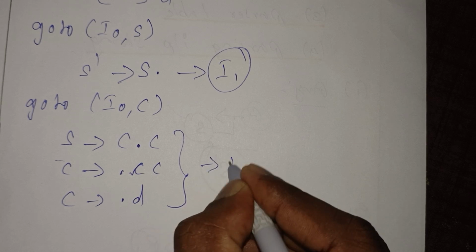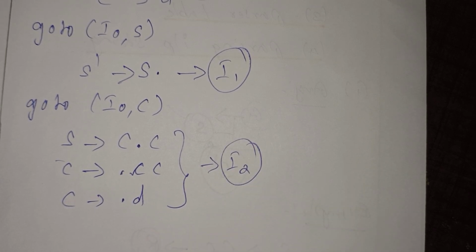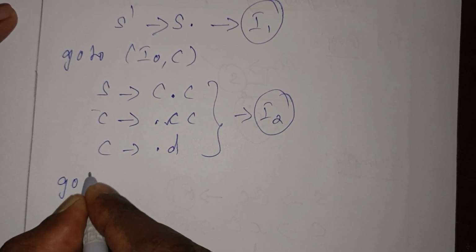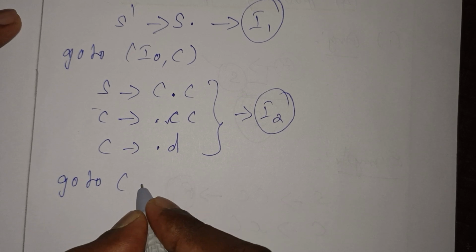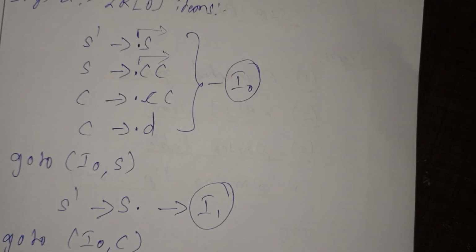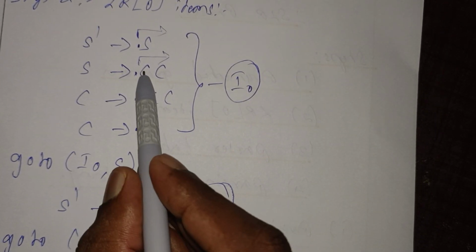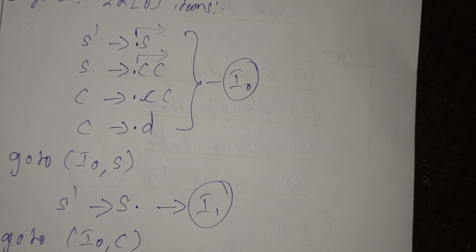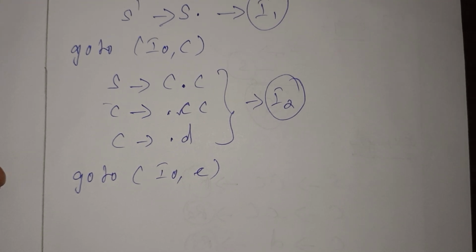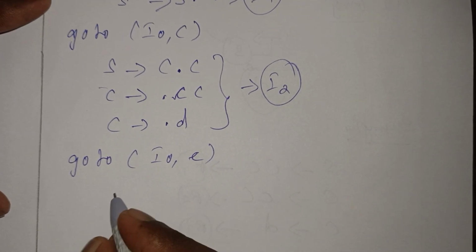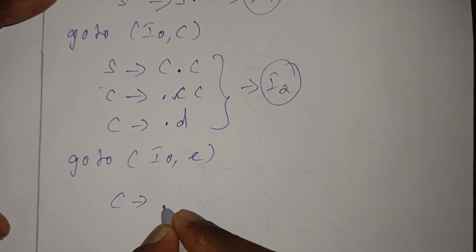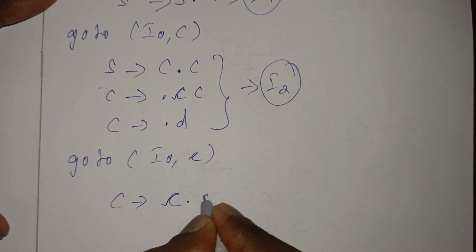So I am giving it as iteration number 2, right? Again we are using the goto function. Still I0 is not over, so again I'm using the goto function: goto I0 comma small c, right? So I'm going here. This is small c. Previously we have gone there, this is capital C and this is small c. The most important part is that whichever difference we have, we need to be very careful about that, right? So here we are going to it. Now we are using this function capital C tends to small c dot capital C.